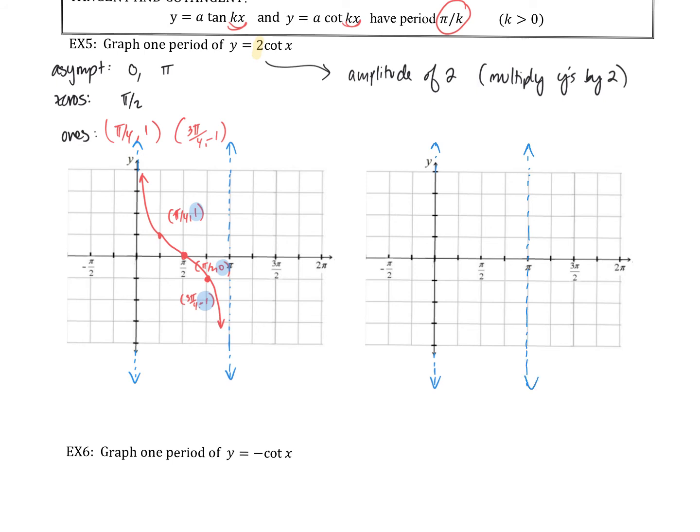So let's go ahead and change those. So it's going to be pi over 4, positive 2 now, because we multiplied the y's by 2. And then when we multiply 0 by 2, nothing happens, so we're going to stay there. And then over here at 3 pi over 4, the negative 1 gets multiplied by 2 and becomes a negative 2. And there we have our new stretched out version of cotangent.